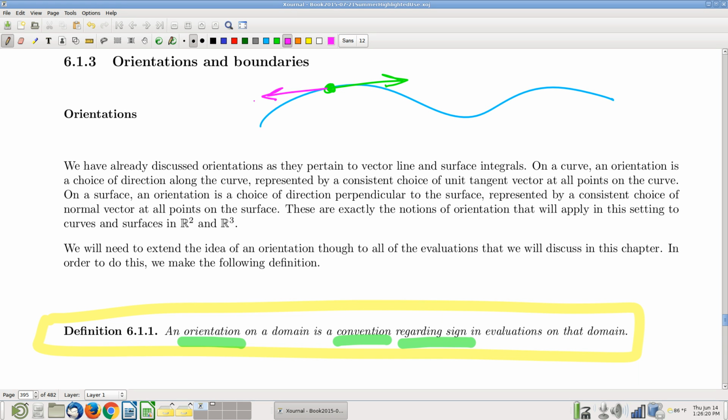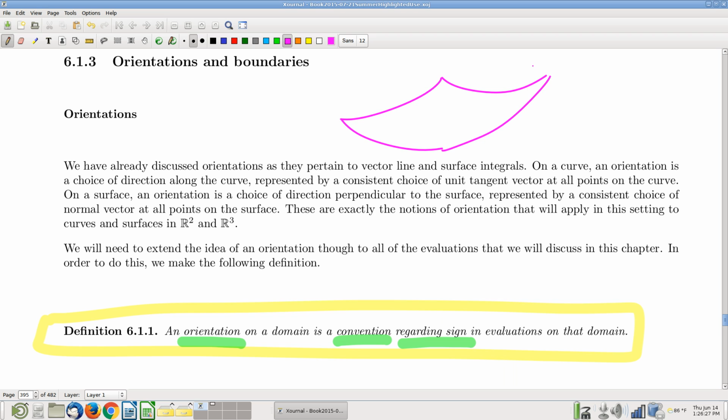So likewise with flux integrals, and we talked about this a couple days ago, if you have a surface, there's two different orientations that you could talk about. There's the orientation on the surface, and then at any given point, you could be going the opposite direction. So on this purple surface, there's two different orientations. There's the blue one and the green one.